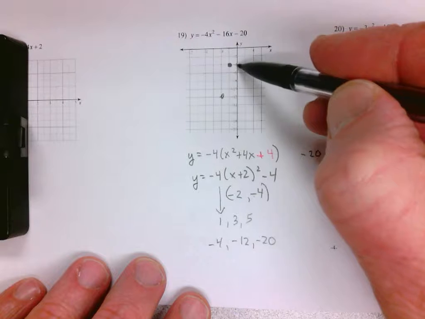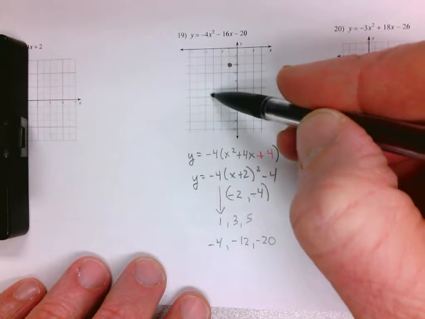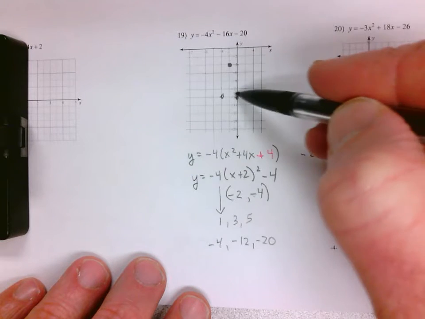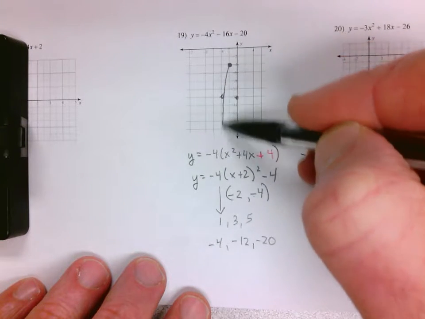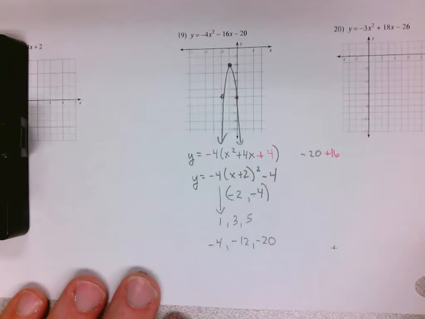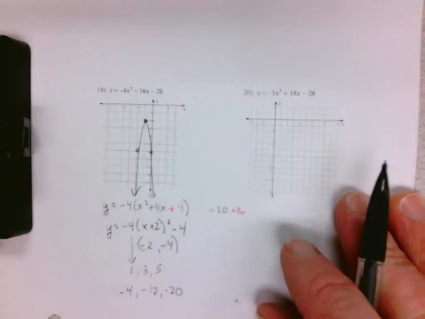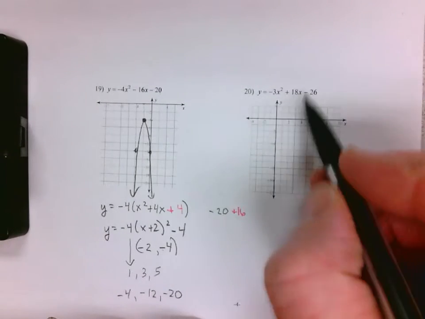Over 1 and down 1, 2, 3, 4. And then I would go over 1 and down 12. Well, that's going to take me off the graph. But it doesn't really matter, so you can see that there's no real solutions there. Let's go to the next one.